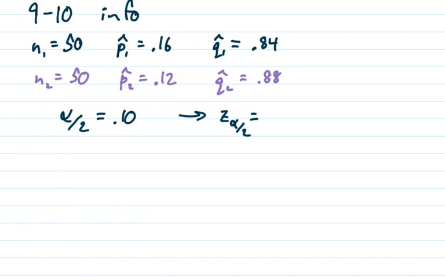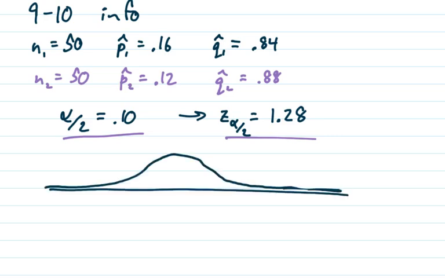I'll draw you a picture in just one second, but accordingly, the critical z subscript alpha over 2, if alpha over 2 is 0.10, then z subscript alpha over 2 is 1.28. So in example 9-10, when we did our hypothesis test, the critical region was over here, and the area was 0.10. And so we came up with the critical z value, 1.28.